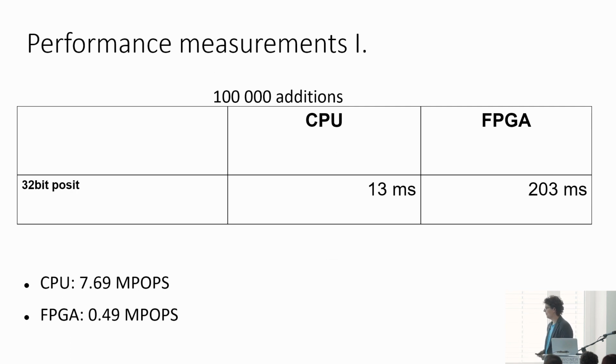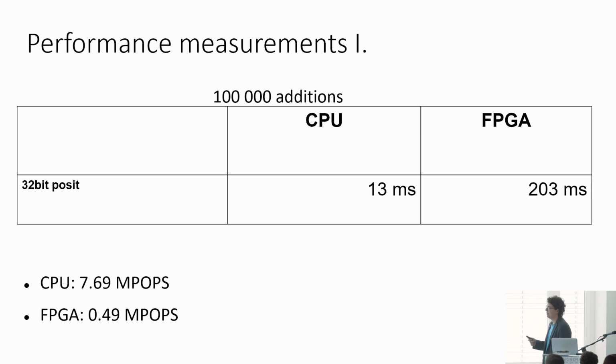And you can see the speed results down there. So about 7.7 million posit operations per second on the CPU and about 500,000 on the FPGA. Well, keep in mind that this is managed code we are talking about here. And when comparing the speed of the two devices, first of all, these additions were not parallelized yet, and that's what the FPGA really excels at.